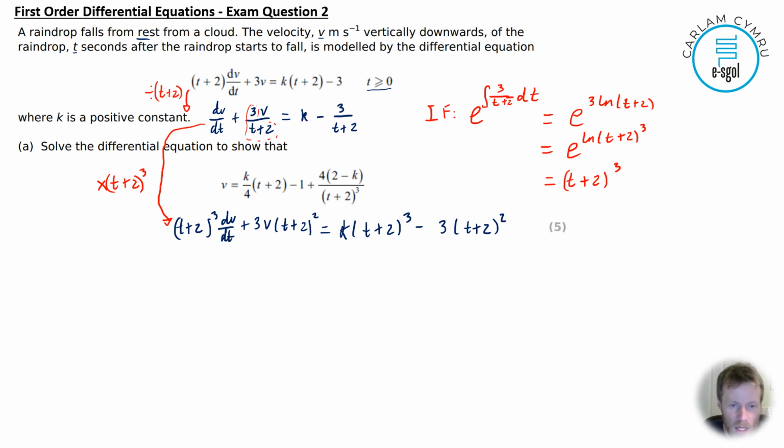And now we're ready to get it into the form that we can integrate, so let's collect together the correct parts on the left hand side. So I think we're going to have v times t plus 2 cubed, and I'm finding the derivative of that with respect to time, and that equals the right hand side, k t plus 2 cubed minus 3 t plus 2 squared.